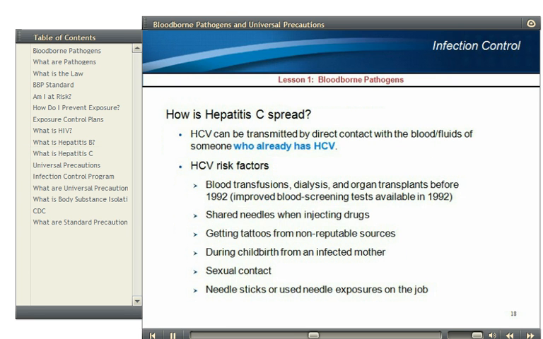How is hepatitis C spread? HCV can be transmitted by direct contact with the blood or fluids of someone who already has HCV. HCV risk factors: blood transfusions, dialysis, and organ transplants before 1992, when improved blood screening tests became available, shared needles when injecting drugs, getting tattoos from non-reputable sources, during childbirth from an infected mother, sexual contact, needle sticks or used needle exposures on the job.